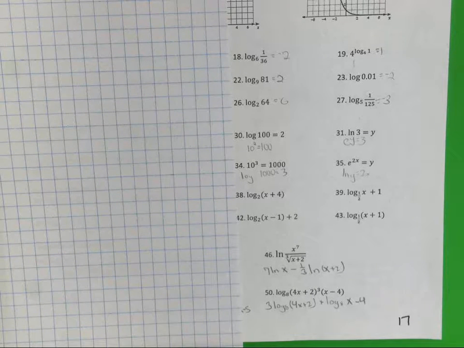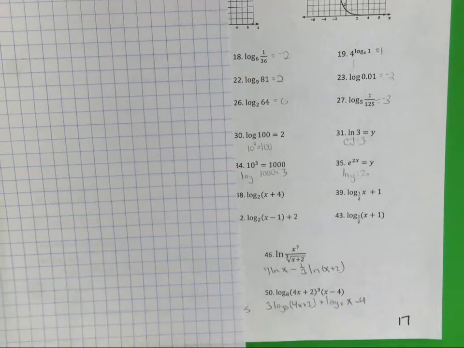And then that's the cube root of x plus 2, so you bring out a 1/3 in front of the natural log. Very good. And let's go on to number 50 while it's here. He brought the 3 down, log base 8 of 4x plus 2. You can split that up, plus log base 8 of x minus 4. Very good on 46 and 50.